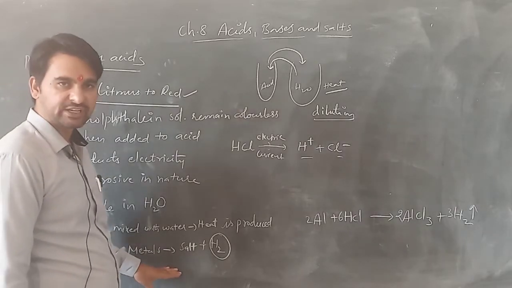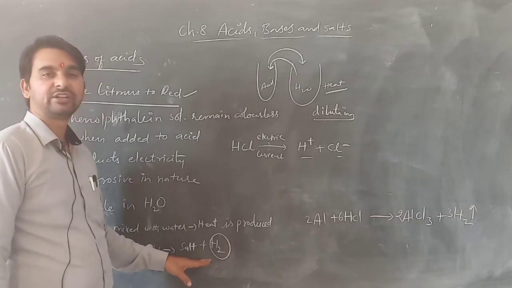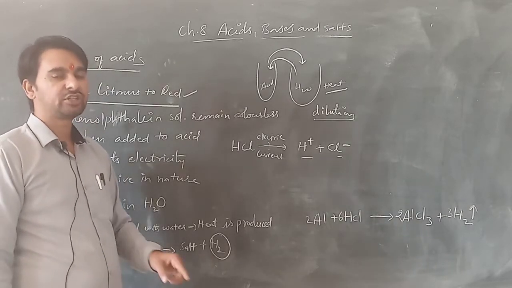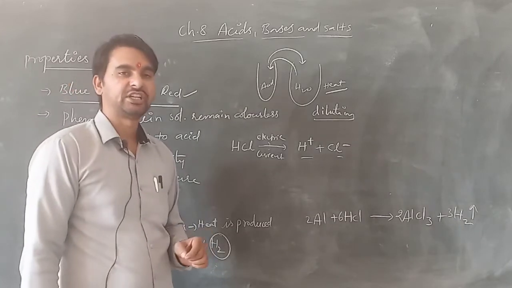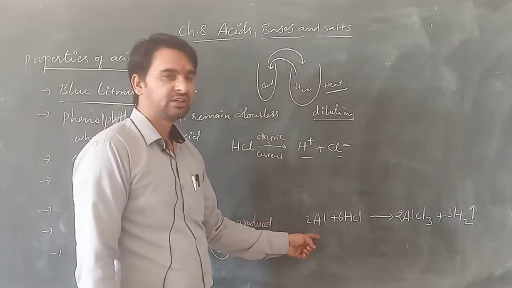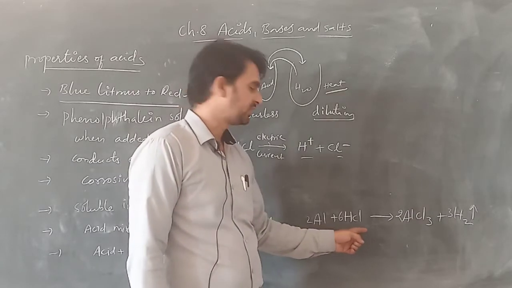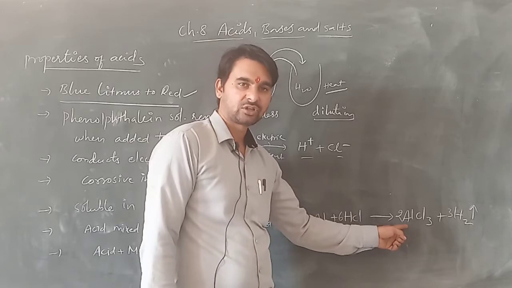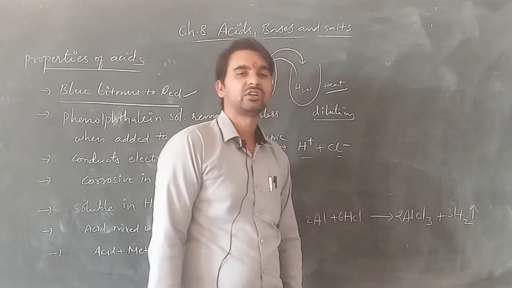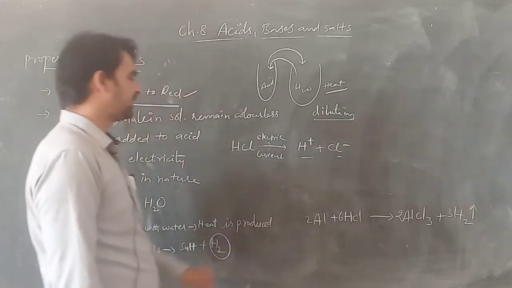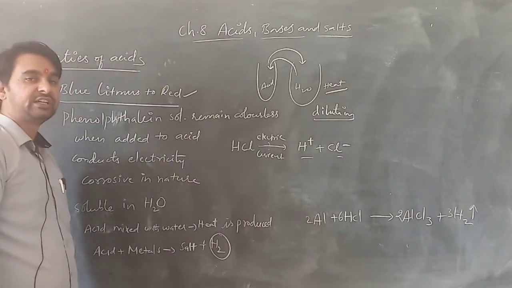And last is, whatever be the acid, when it reacts with a metal, it always forms the salt of that metal with the release of hydrogen gas. Whatever be the metal, when it reacts with acid, it generates salt and hydrogen gas. For example, aluminium reacts with hydrochloric acid. It liberates aluminium chloride, AlCl3, the salt of aluminium, with the release of hydrogen gas, H2 gas. So this is a reaction with the metals.